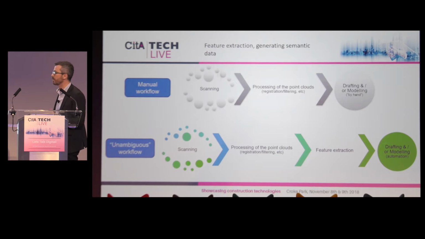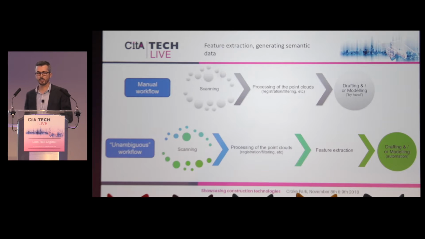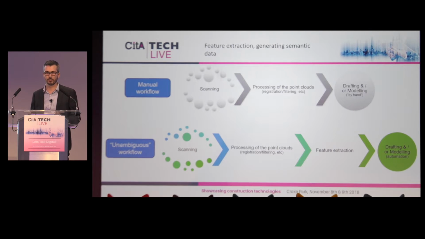The workflow listed below is a more unambiguous workflow where we use the same point cloud data, but then we apply a feature extraction step in between, and we automate the drafting and modeling using computer instructions. I have it listed as unambiguous in inverted commas because we also need to factor in the measurement errors that every device has built in. And of course, if we use statistics, we also have to consider the residuals that will be present in any case.